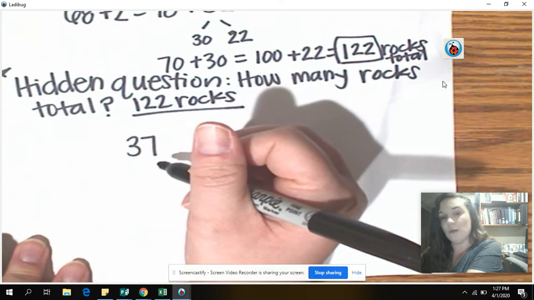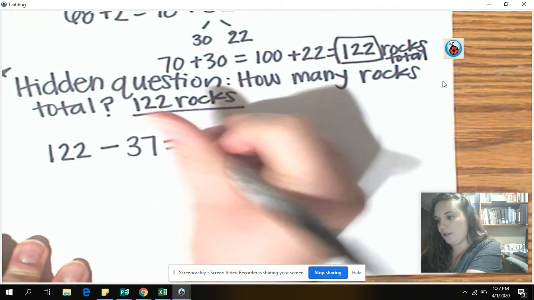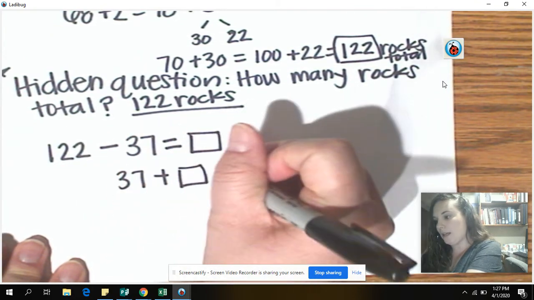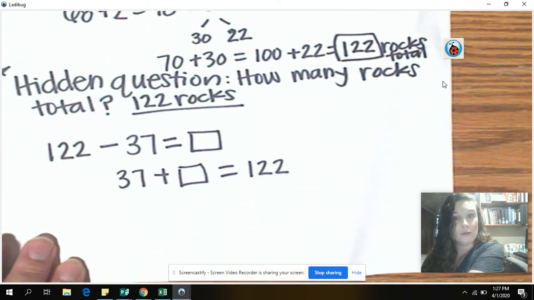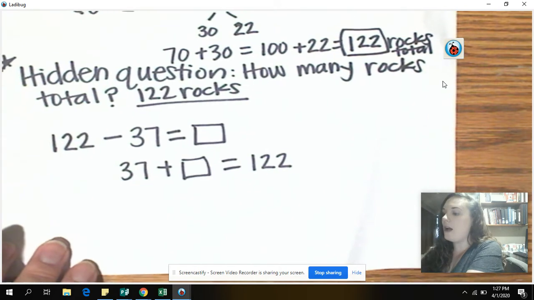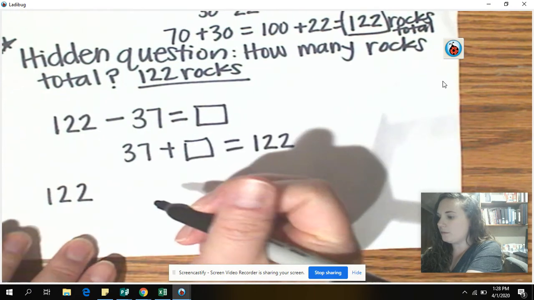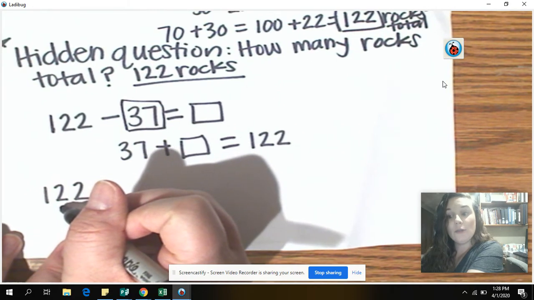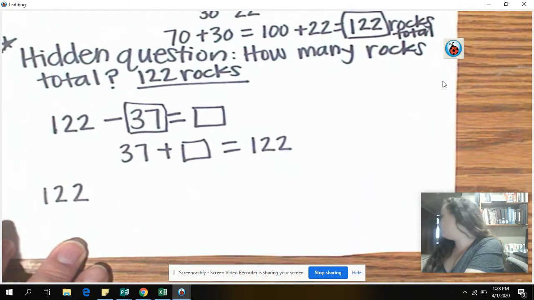So I could do two things. I could do 122 minus 37 and get my answer, or I could do 37 plus blank to get me to 122. Whatever strategy works best for you, that's the strategy you can use if you want to add or if you want to subtract. I'm going to choose to subtract because I think it's easier. So I'm going to take 122 and look at my 37. I have two tens here. So I'm going to take two tens out of 37 and decompose that.